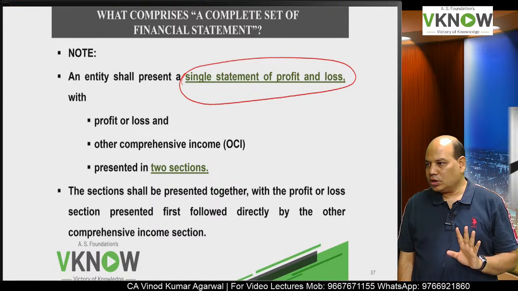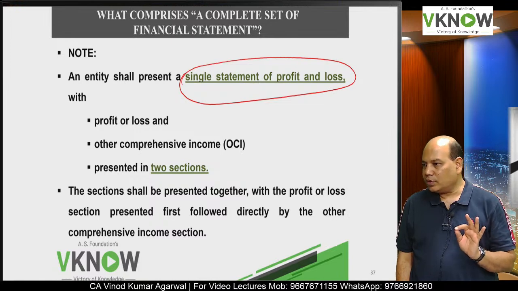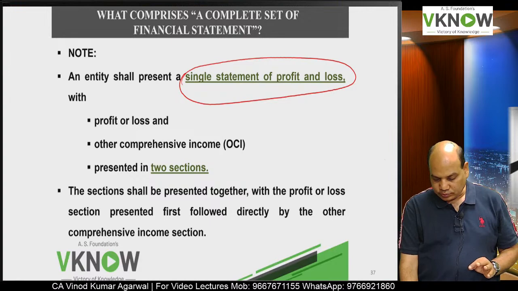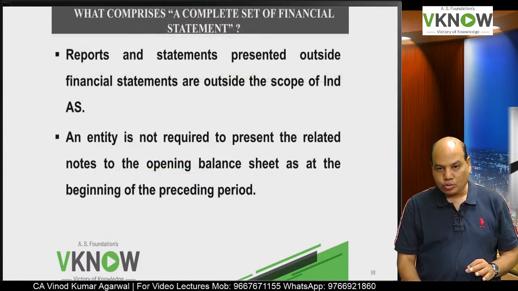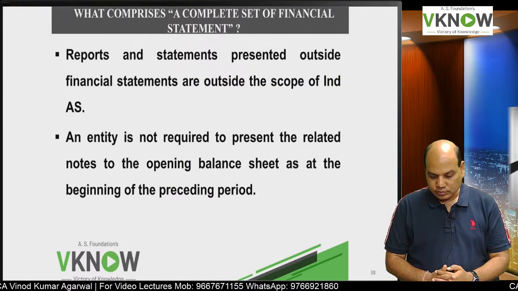But we have only a single set which will cover part 1 profit or loss and part 2 OCI in two sections. These two sections together will be called total comprehensive income.